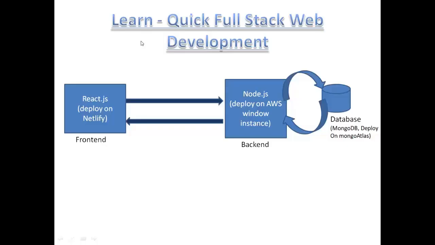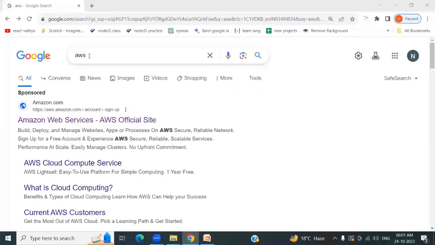Hello guys, in this video we are going to deploy a backend on an AWS Windows instance. So let's see how we can do this. For creating the account, you need to search for AWS on Google and then go to this link.